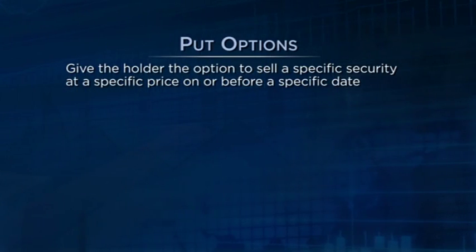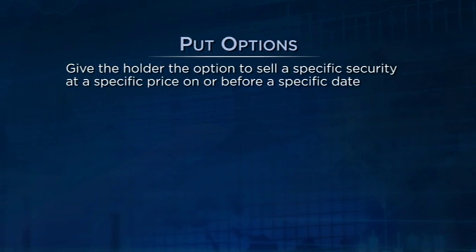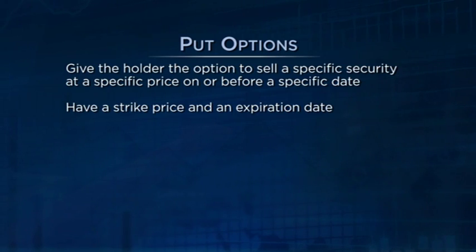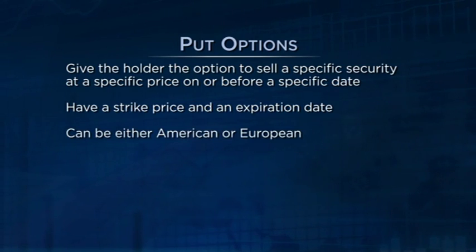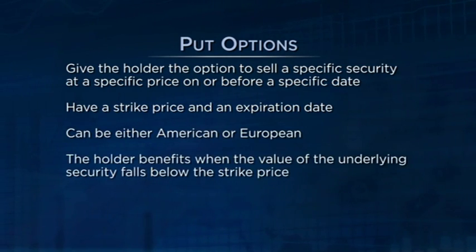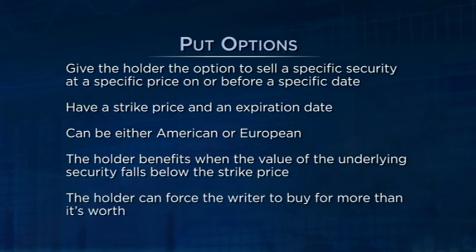Okay, now that we know something about calls, let's turn to puts. Rather than giving the holder of the option to buy, a put gives the holder the option to sell a specific security at a specific price on or before a specific date. As with a call, the put also has a strike price and an expiration date, and puts can be either American or European. Unlike with calls, the holder of a put benefits when the value of the underlying security falls below the strike price. That is, the put holder can force the writer to buy the underlying security for more than it's actually worth. If the underlying security value is higher than the strike price at expiration, then the put holder would choose not to sell the security for that lower strike price. In that case, the holder lets the put expire unexercised.